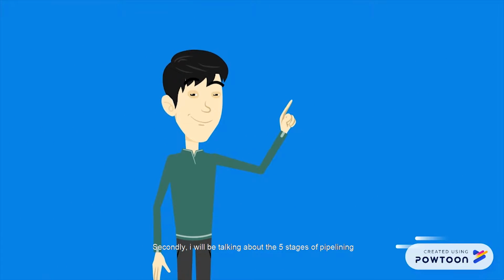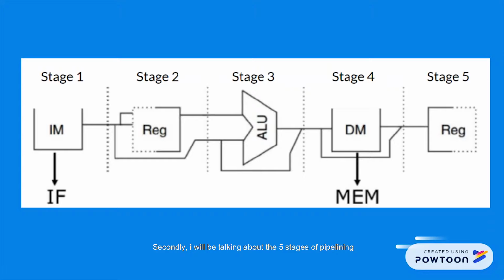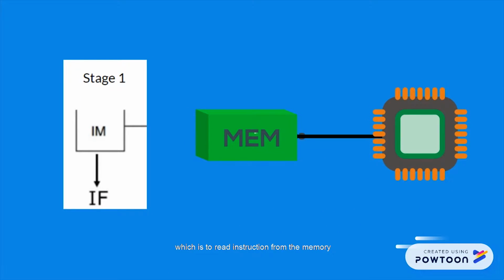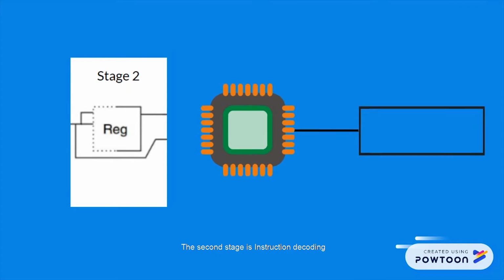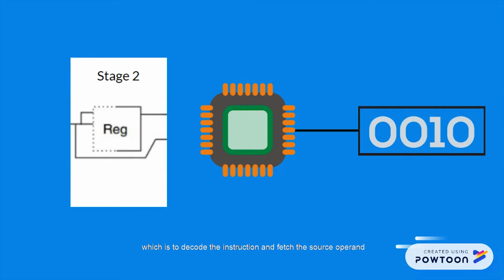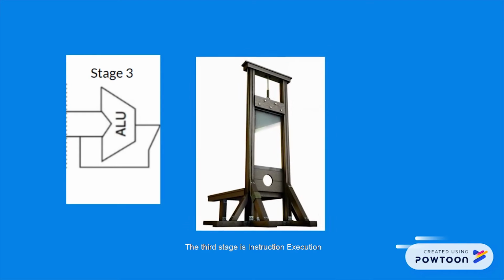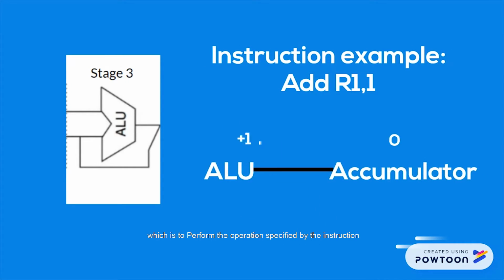Secondly, I'll be talking about the 5 stages of pipelining. The first stage is instruction fetching, which is to read the instruction from the memory. The second stage is instruction decoding, which is to decode the instruction and fetch the source operand. The third stage is instruction execution, which is to perform the operation specified by the instruction.